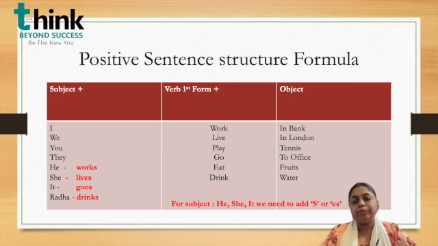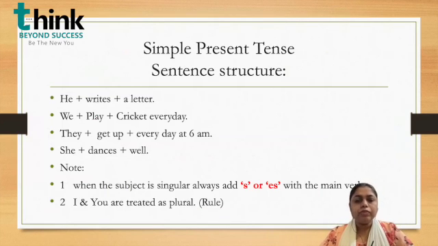For example, work. We use: I work in bank, we work in bank, you work in bank, they work in bank. But: he works in bank, she works in bank, it works properly. Radha works in bank. So whenever our subject is he, she, it or any proper noun, we use s or es along with the main verb.